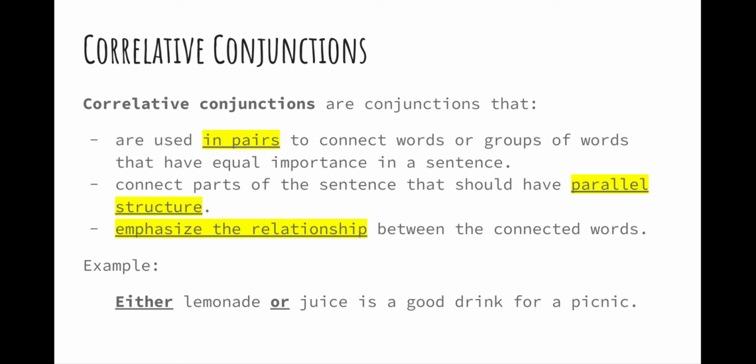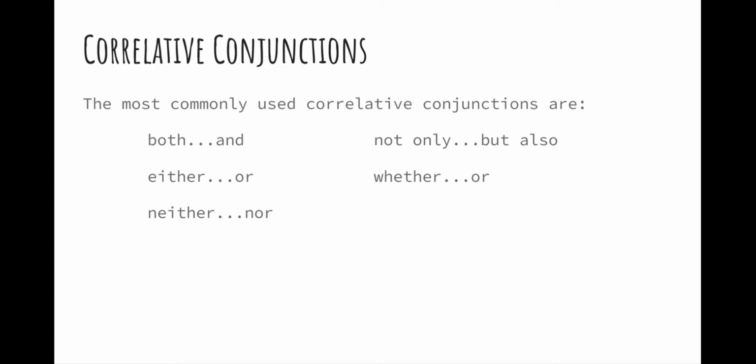All right, let's look at the most common ones. And when you see these, you're going to recognize some of them, but others you might not realize are actually correlative conjunctions until you see them in place in a sentence. So the most common that we see and use are both and, either or, neither nor, not only but also, and whether or. Now, probably the ones that you're most familiar with are either or and neither nor.